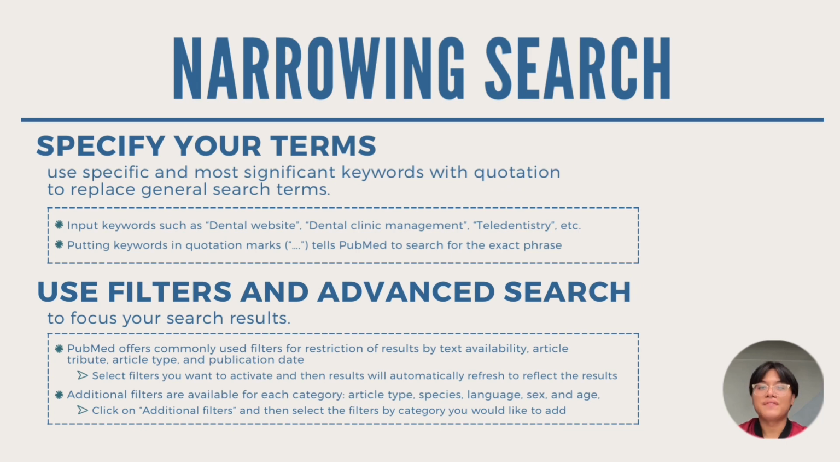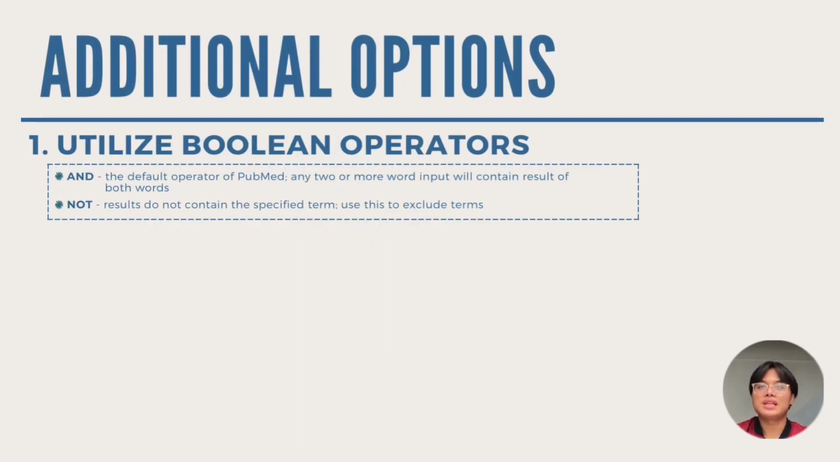Additional filters are available for each category: article type, species, language, sex, and age. Click on additional filters, and then select the filters by category you would like to add to the sidebar. There are additional options that can be used. The first one is to utilize Boolean operators, which consist of capital AND, OR, and capital NOT, to limit search results.